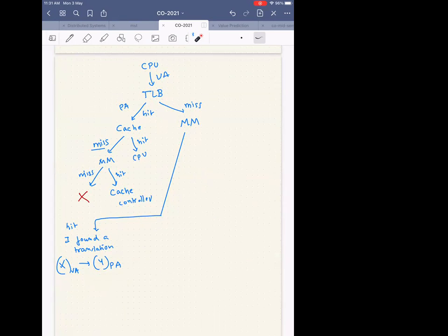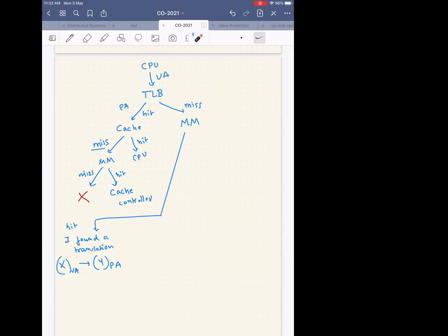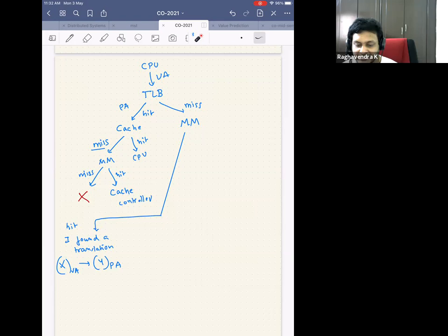Agreed? Yeah, others, I think people are now totally cursing me, I guess. But Sir, if it's not there in the cache, then the updated value is in the main memory only, right? Yes, excellent. Yes, that is right.